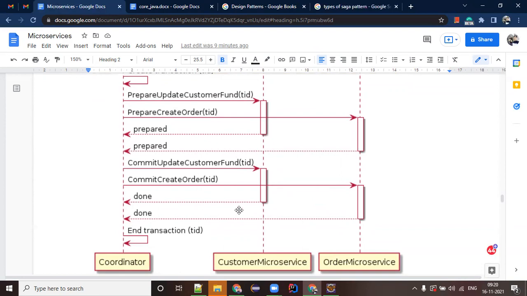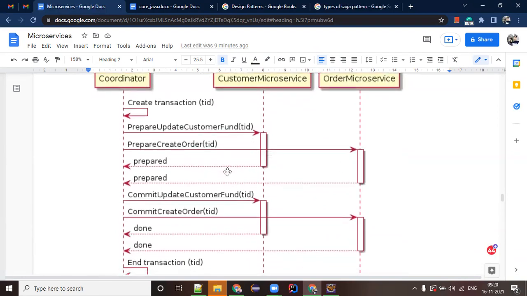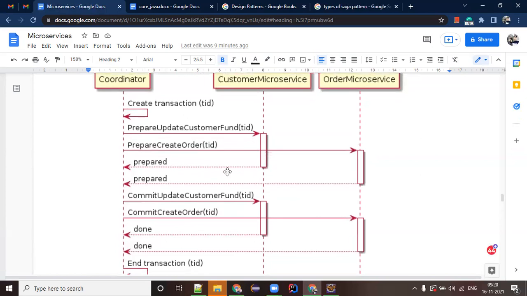If something goes wrong in the middle, then what will happen, I will show in the next diagram. But this is how you can do it in microservices. This is one of the 2PC commits.